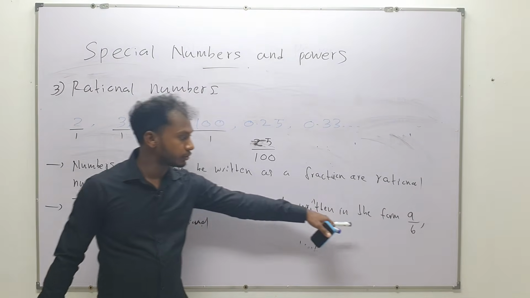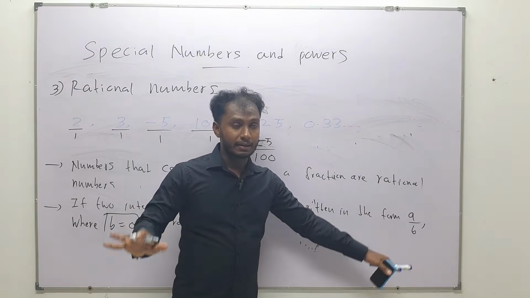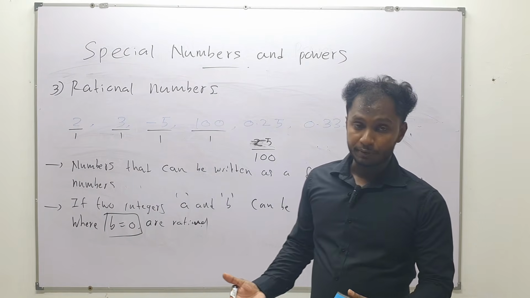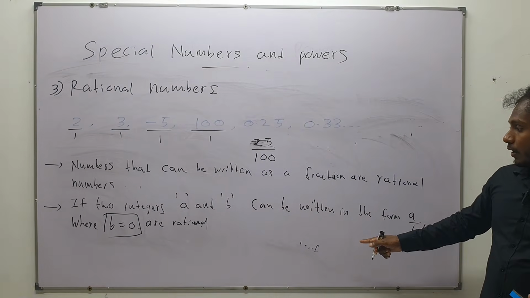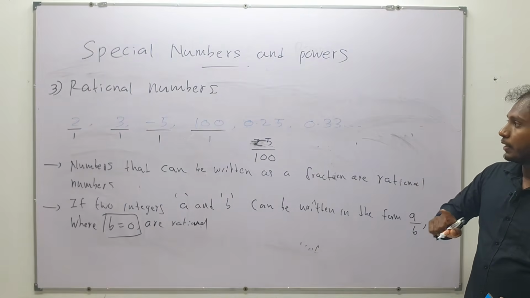So if b becomes 0, you know b is the denominator. If you divide by the denominator 0, that is undefined in maths. You can't divide by 0, right? That's the reason why b cannot be 0. Okay, so these are the rational numbers.